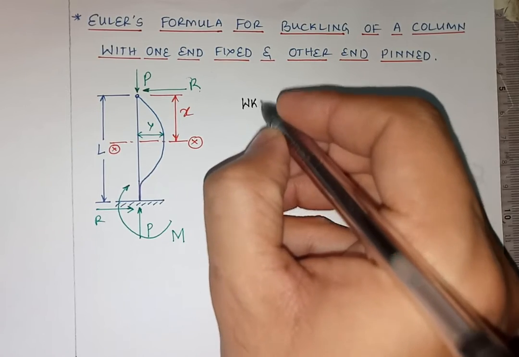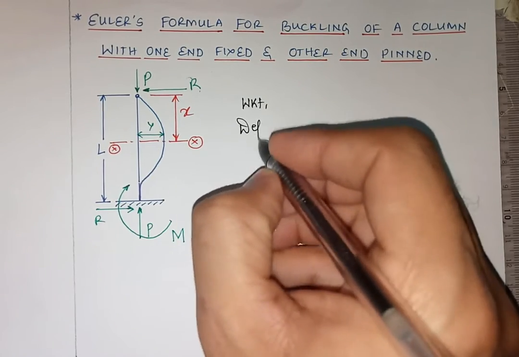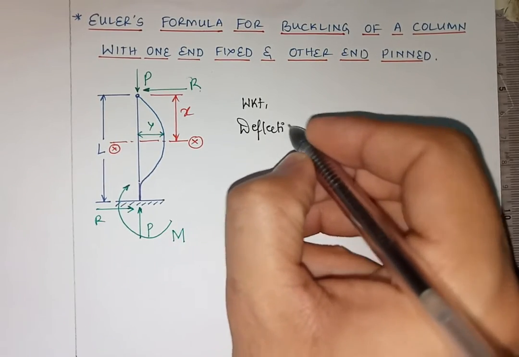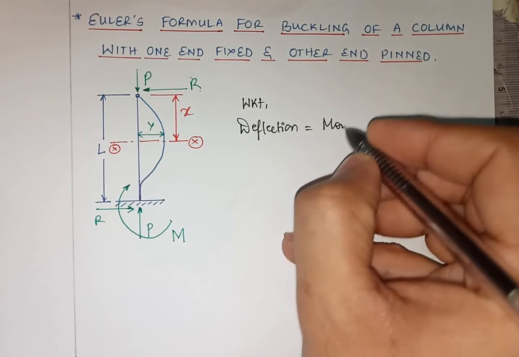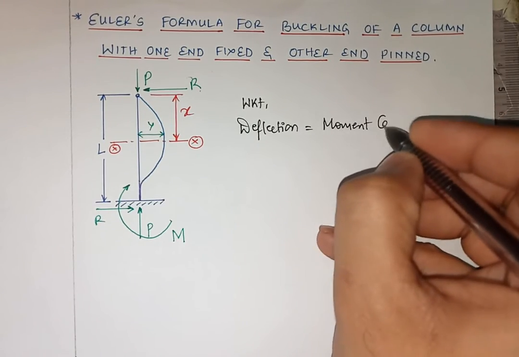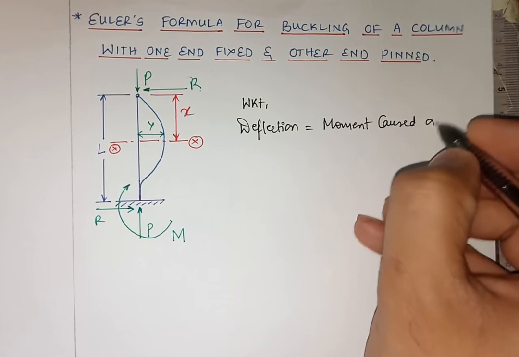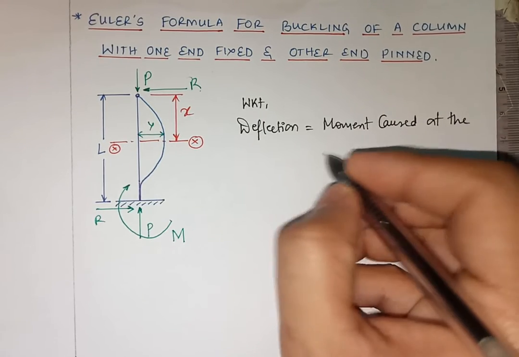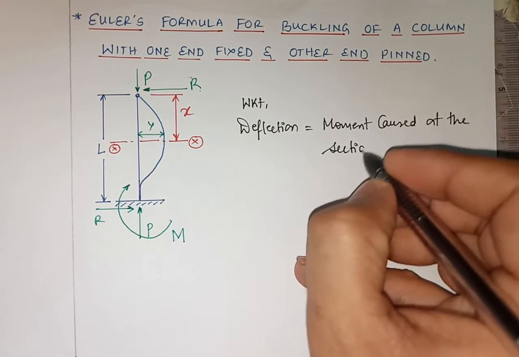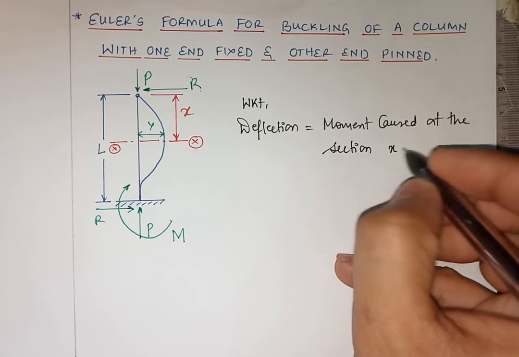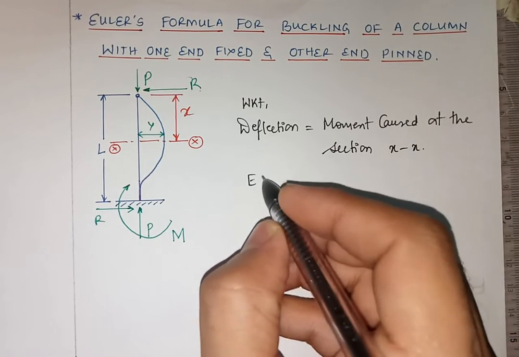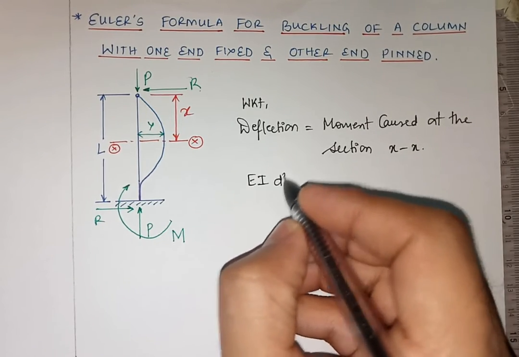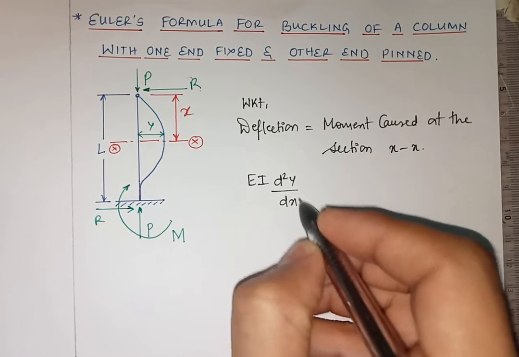We know that deflection is equal to moment caused at the section xx. Right? So what is deflection? I told you, you need to remember this: EI d square y by dx square.